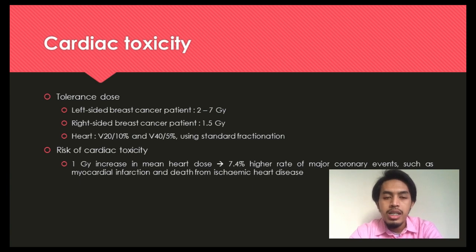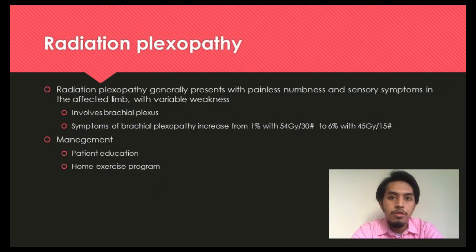It is estimated that every 1 gray increase in mean heart dose will result in a 7.4% higher rate of major coronary events to happen, such as myocardial infarction and death from ischemic heart disease. Next is the radiation plexopathy.